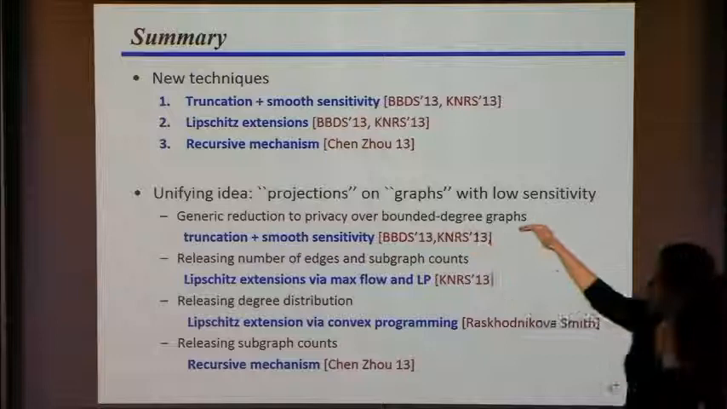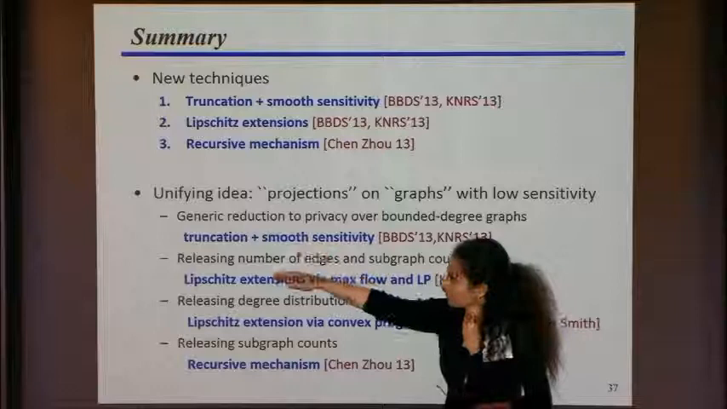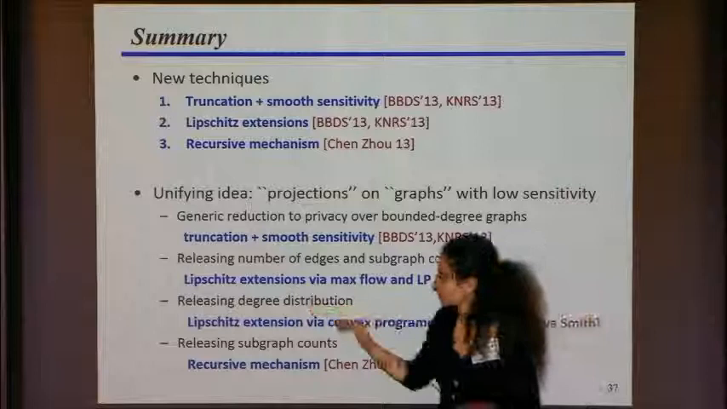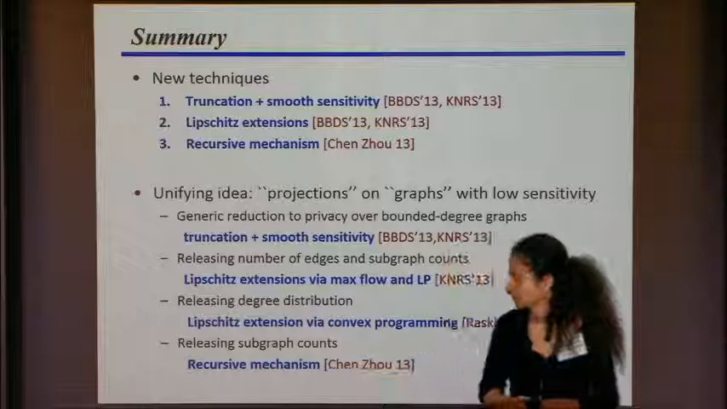So I explained the generic reductions to privacy over bounded degree graphs, which use truncation plus smooth sensitivity; releasing the number of edges and subgraph counts using Lipschitz extensions via max flow and linear programming; releasing the degree distribution using a Lipschitz extension via convex programming; and releasing subgraph counts using the recursive mechanism of Chen and Zhou.